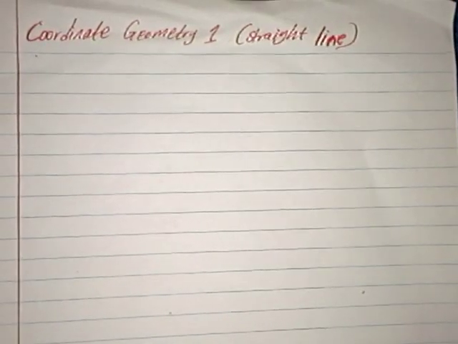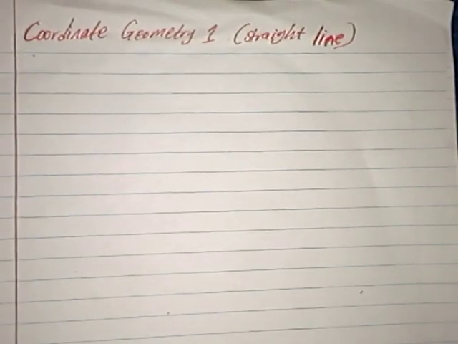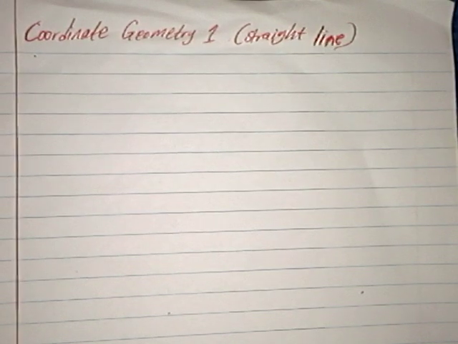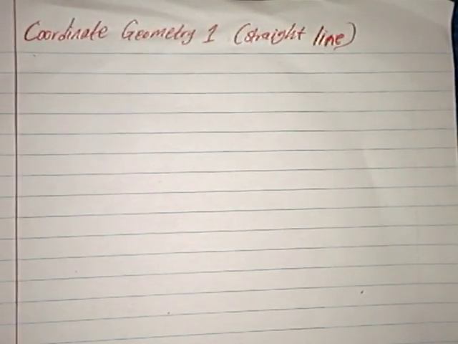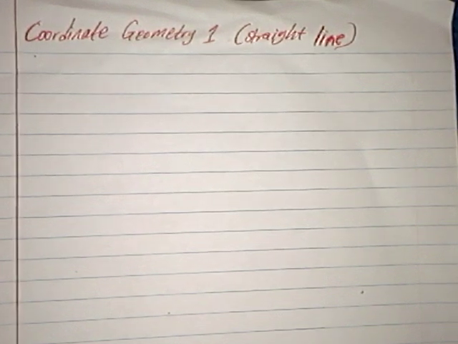Hello, welcome to coordinate geometry 1. This will be lesson 1 of coordinate geometry 1, right? Now, all about coordinate geometry 1 talks about straight line. It involves straight line calculation. Everything you have to know about straight line calculation is in coordinate geometry 1.